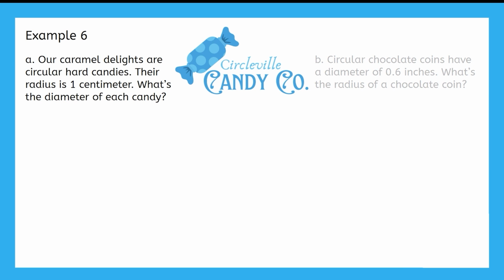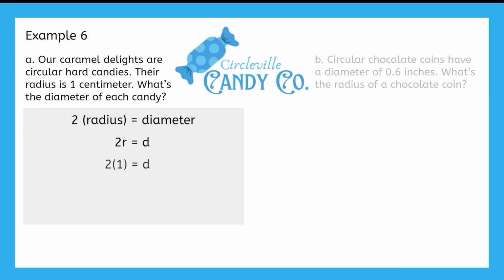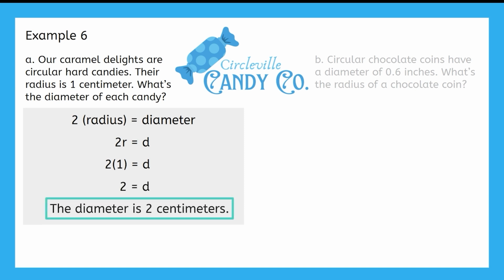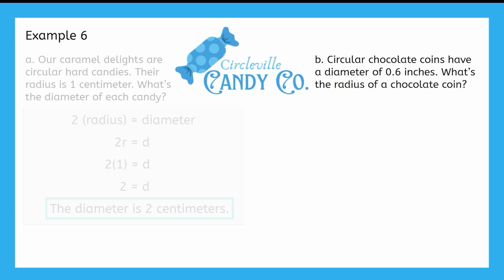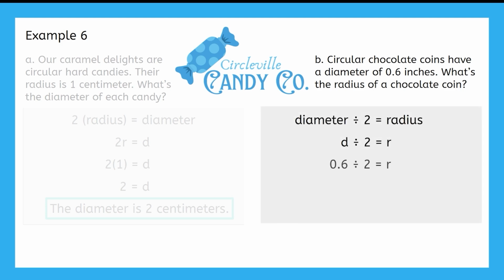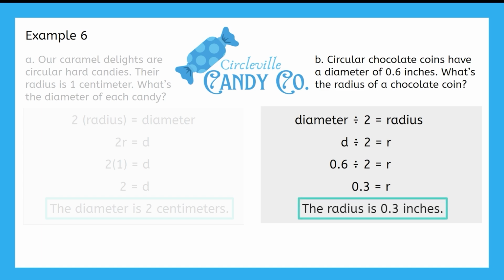For the caramel delights, I doubled the radius. So I calculated 2 times 1 and got 2 centimeters for the diameter. For the chocolate coins, I need to do the opposite since I'm starting with the diameter. I'll do 0.6 divided by 2, which is 0.3 inches for the radius.